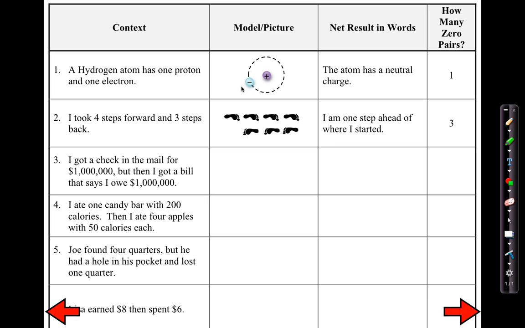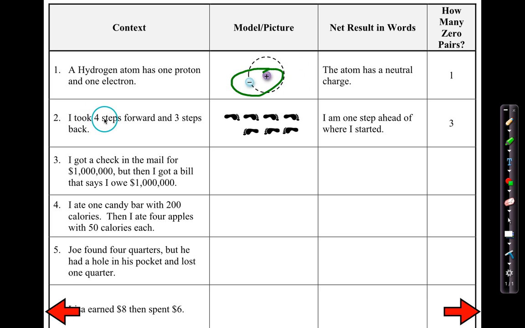So in a hydrogen atom, the proton is the positive charge, the electron is the negative charge. So the atom has a neutral charge. Why? Because a positive and negative cancel each other out, giving you 0, which is neutral. So how many 0 pairs was that? 1. You can even physically see this is the 0 pair, a positive and a negative.